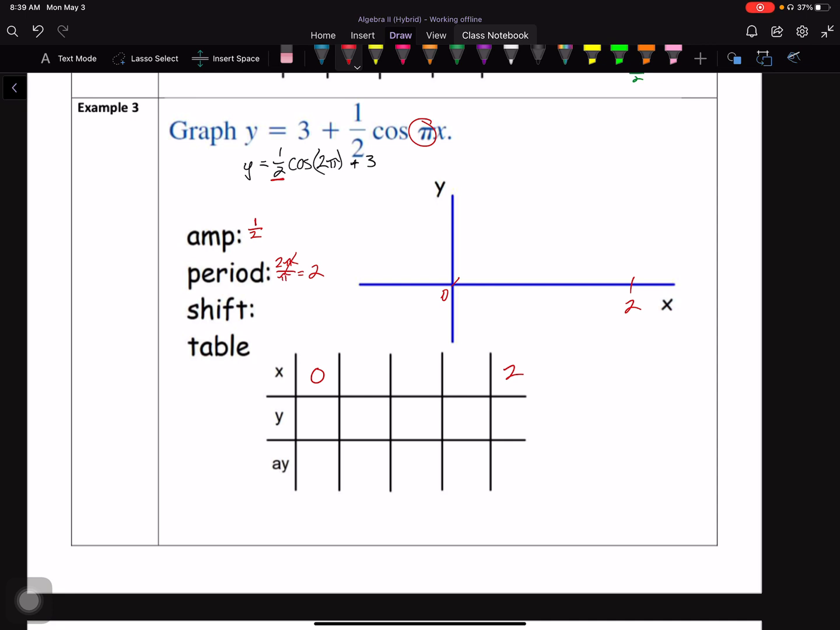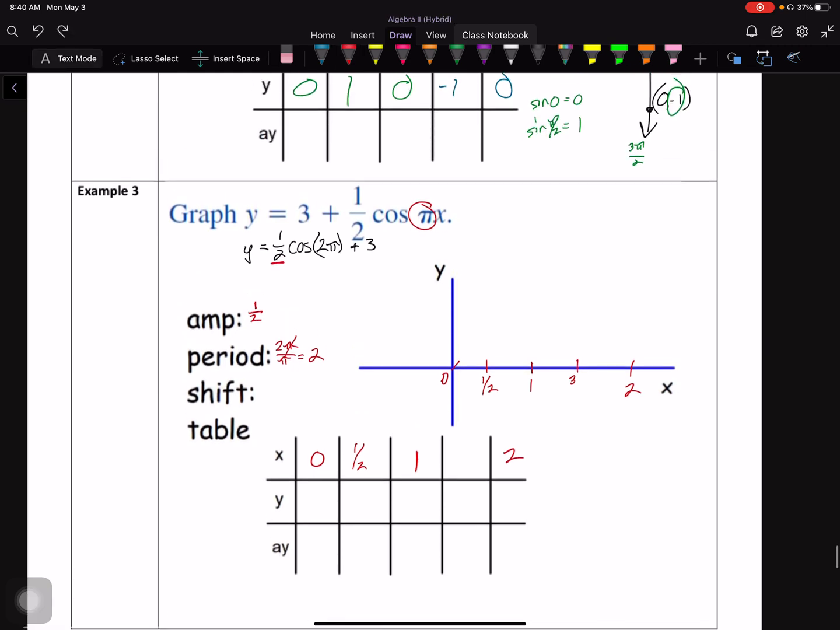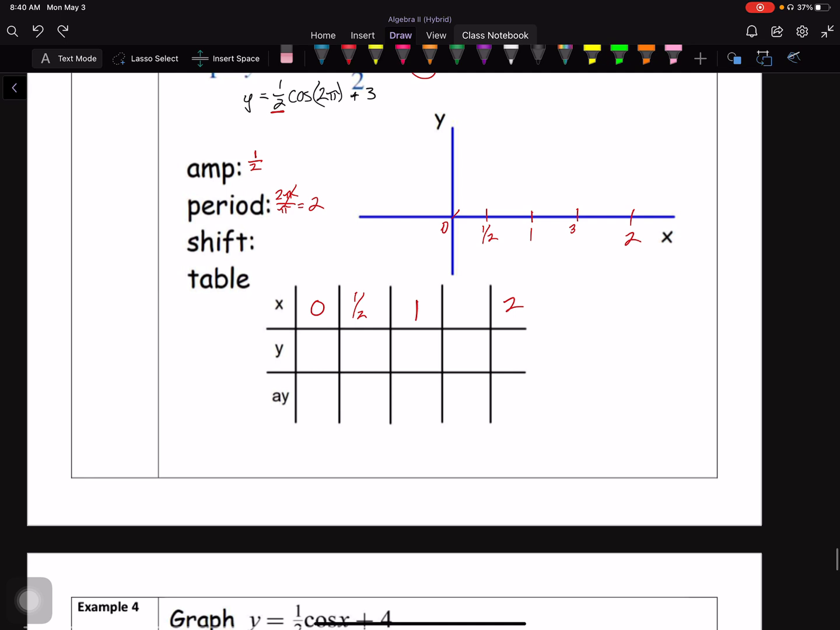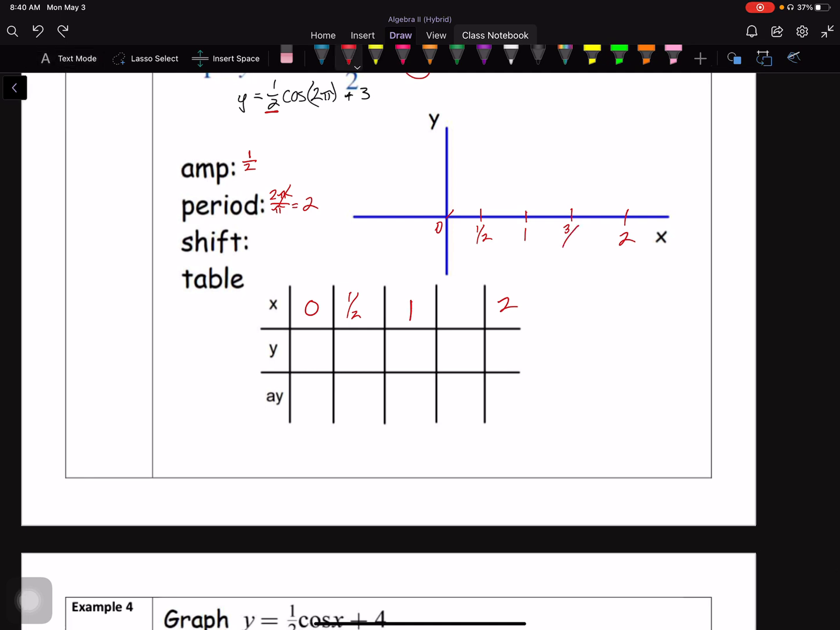And then again, if you want to find the values for your table, you find the difference between 0 and 2, and you get 1. Put that in the middle of my table. Find the middle between 0 and 1, and you get 1/2. And the middle of 1 and 2 would be not 3 pi, but just 3 halves. Just 3 halves here. Well, there we go.